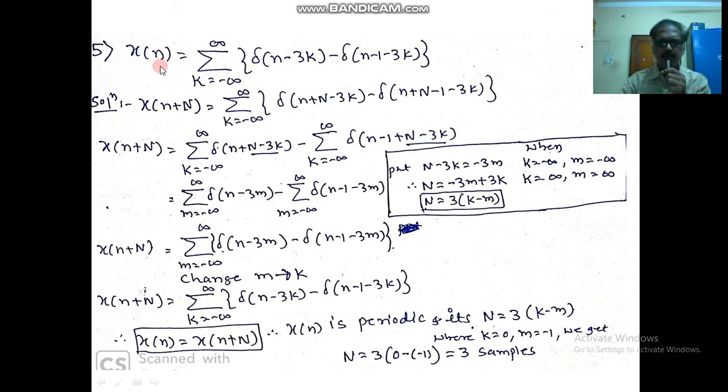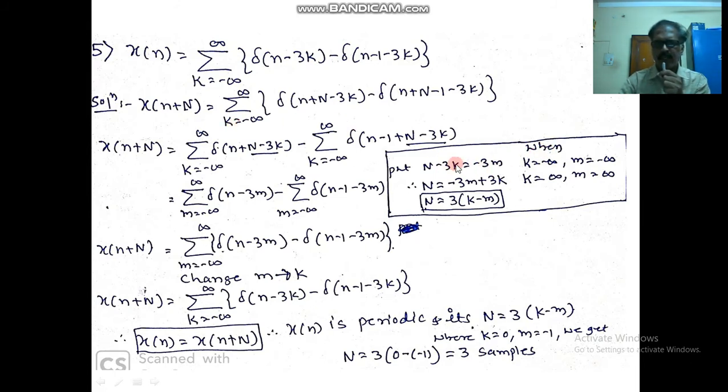If I want to make these two equal, compare: here I have n plus capital N in place of n, minus 3k. So for this reason we have to substitute n minus 3k equal to minus 3m, because k is already defined here. Therefore instead of minus 3k I can take minus 3m. Instead of k I take m because k is already defined here.